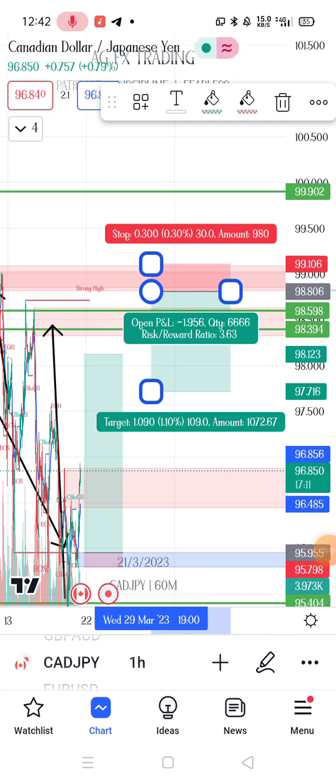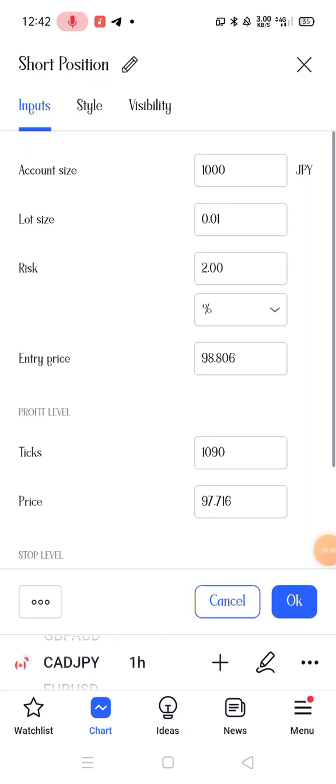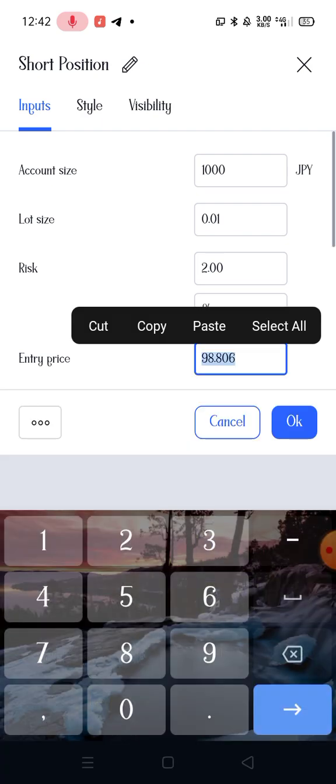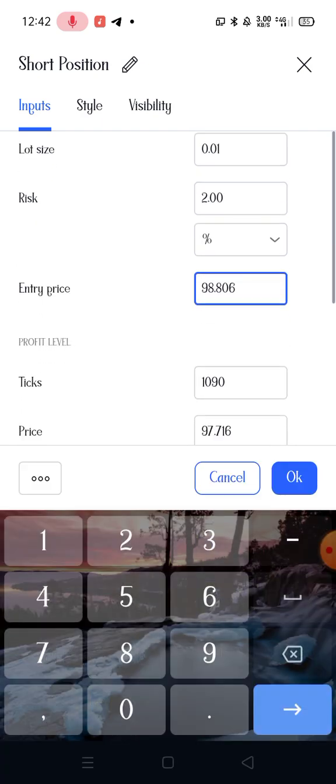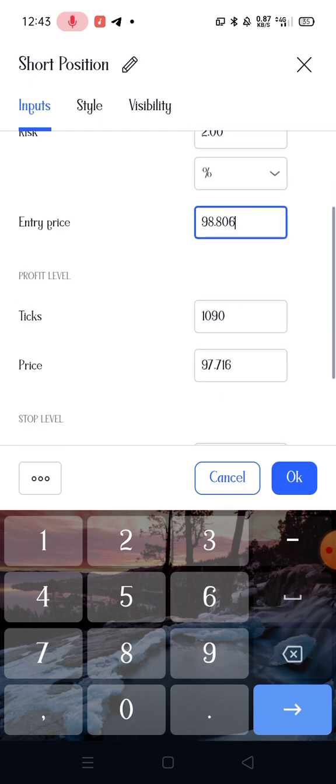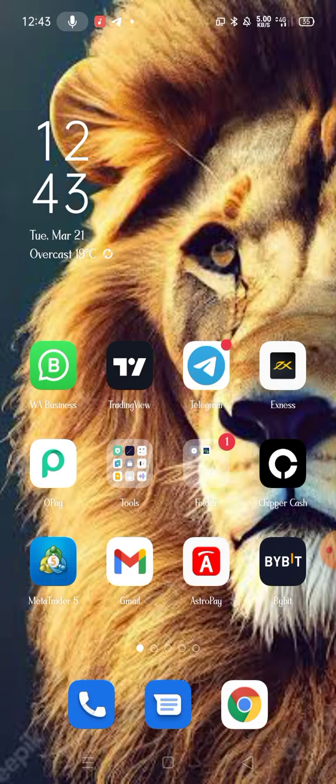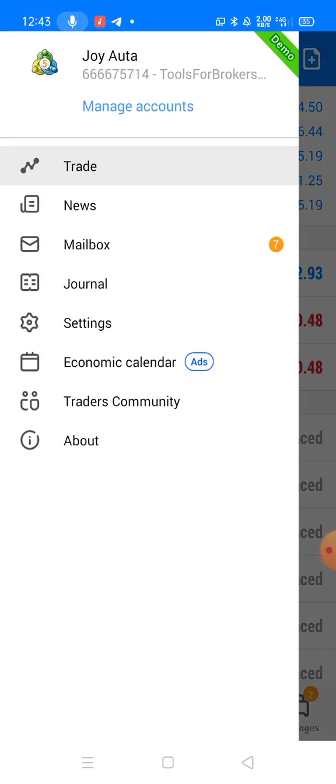Alright, so you click on settings to know the exact entry point. Now we know we are risking $3 to make three times that. So now the entry price, we'll simply copy this as entry price. Then let's see if I can just memorize the profit level. 97.716. 97.716. That's the profit level. 97.716, right?